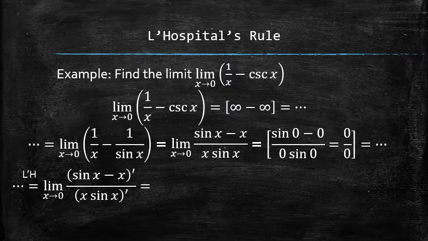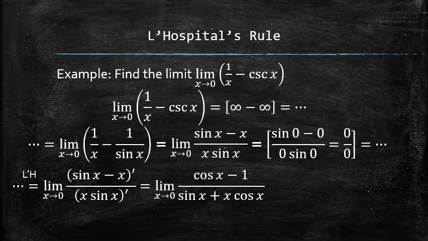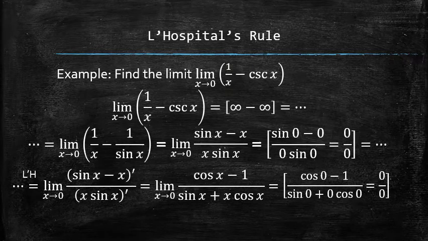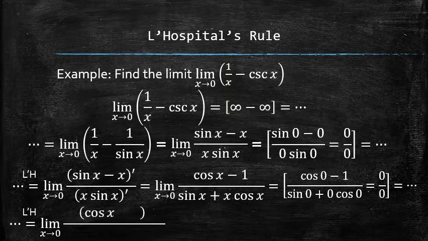After each application of the L'Hopital's rule, we must re-evaluate the form of the limit. And since the new limit is also of the 0 over 0 indeterminate form, we again apply the L'Hopital's rule.